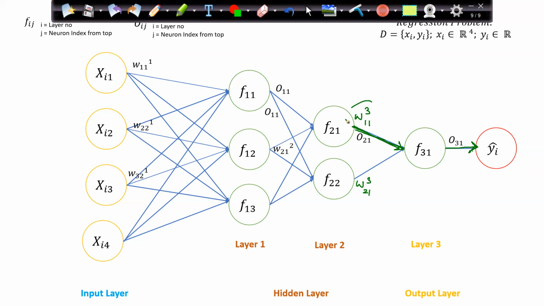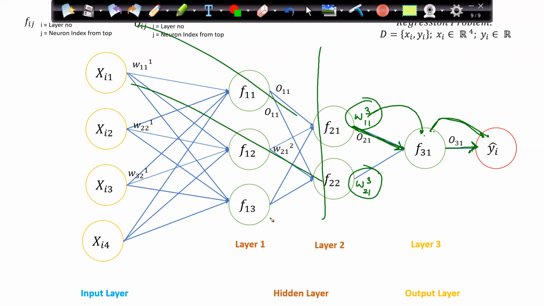Now I want to update these weights basically. So I will have to look at this entire flow from these weights. What is happening is this weight is getting inside here, which is impacting my output. O31 is nothing but my Yi hat. So this weight is getting inside this neuron, and from this neuron I'm getting this Yi. As of now I'm just talking about this part of the network.